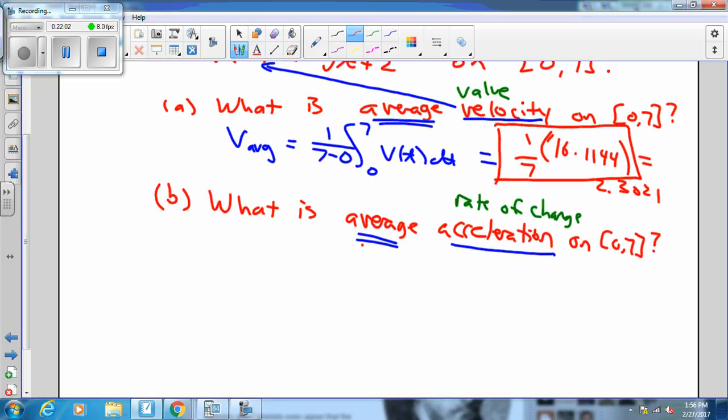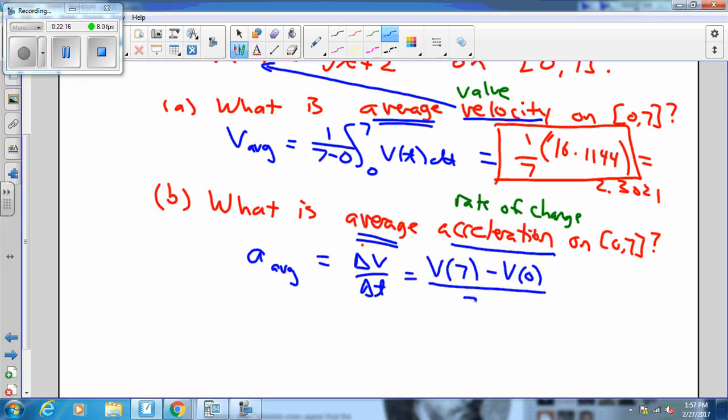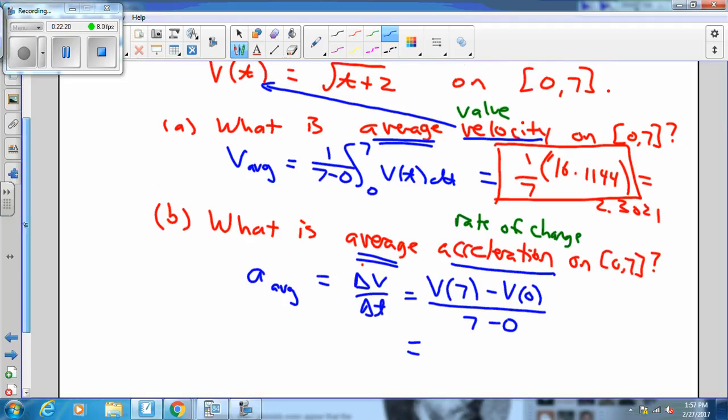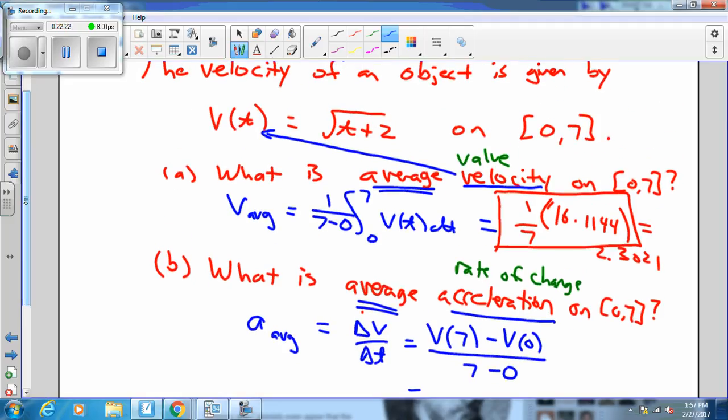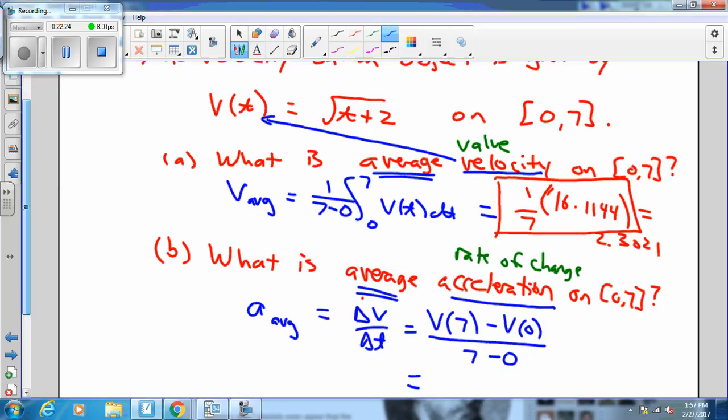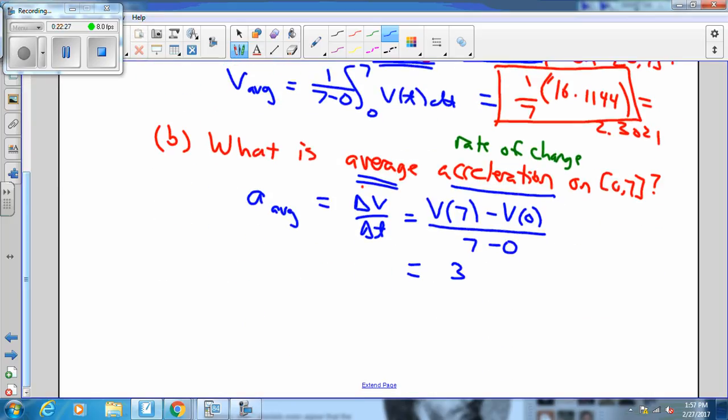How do I compute that? I would compute that as a change in velocity over a change in time, or velocity at 7 minus velocity at 0 over 7 minus 0. And the velocity at 7 is pretty clearly 3, and at 0 is root 2. And all of that over 7, whatever number that may be.